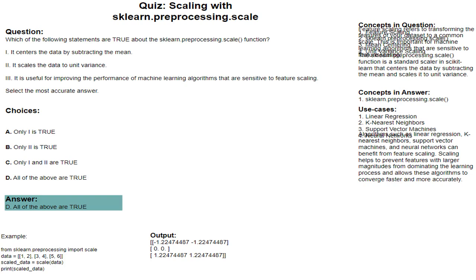Incorrect. Both statements are true. Sklearn.preprocessing.scale centers the data by subtracting the mean and scales it to unit variance. The third statement is also true, making this option incorrect.